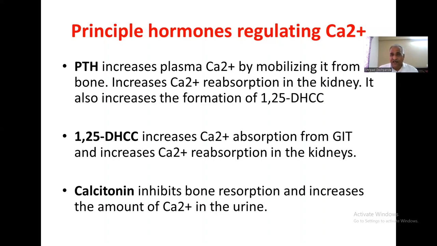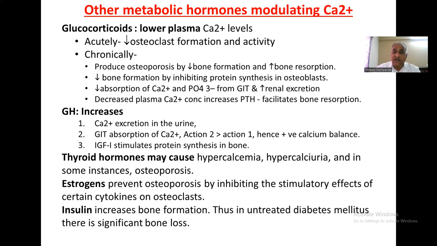The major feature of these glucocorticoids is they lower the calcium levels. There are two effects, one acute effect and a chronic effect or a delayed effect. Acutely, it decreases the osteoclast formation and its activity. If the osteoclastic formation decreases, that means more calcium is deposited. Chronically it produces osteoporosis. It goes in the reverse direction. Decreases bone formation and increases bone resorption. It decreases bone formation by inhibiting the protein synthesis in the osteoblasts. So that means it has a metabolic effect on the osteoblasts in which it decreases the bone formation.